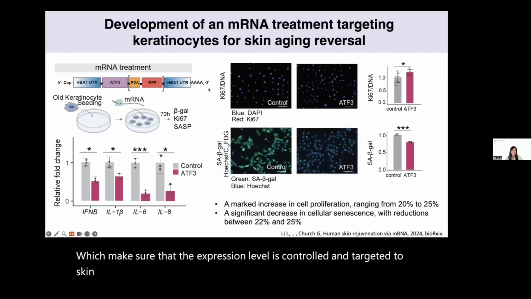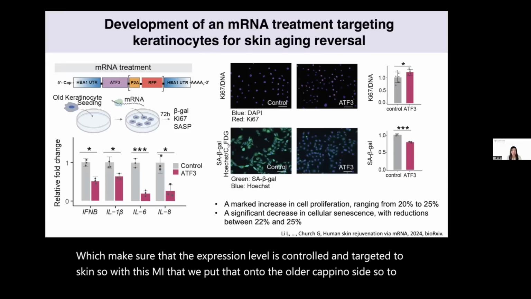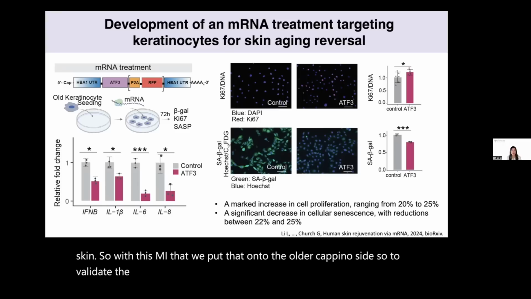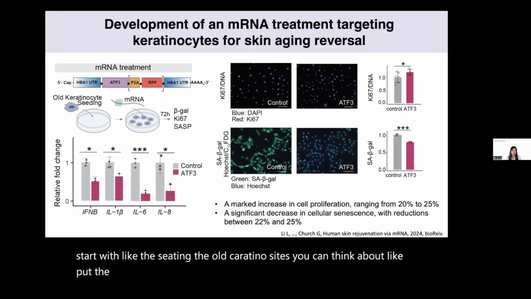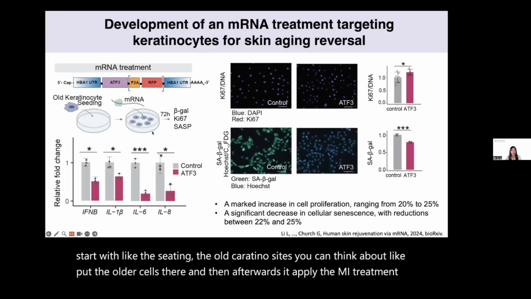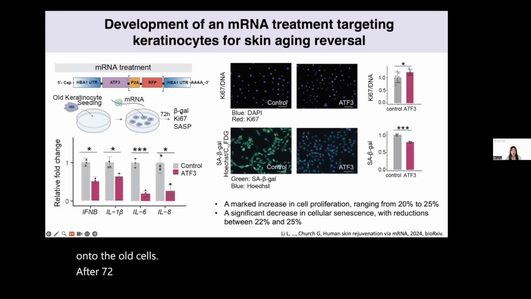With this mRNA, we put it onto the older keratinocytes to validate the response: if we use this treatment, will it be useful? We start by seeding the older keratinocytes. You can think of it as putting the older cells there, and afterwards applying the mRNA treatment onto the older cells. After 72 hours, we measure these indices again: SA-beta-gal, Ki-67, SASP, and let's see what happened.